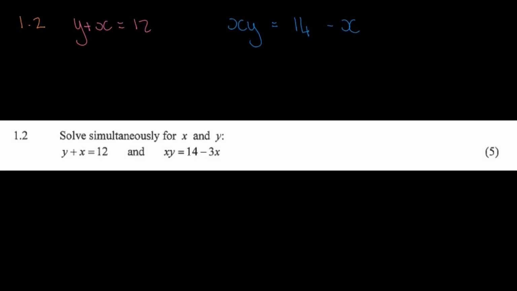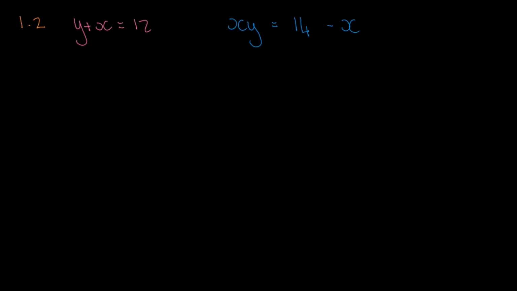So these are the two equations that they give us for 1.2, and we need to solve for x and y. Of course, a simultaneous equation. So the first thing you want to do in a simultaneous equation is choose the less complicated equation and isolate one of the variables. And I'm going to isolate y just because I want to. I mean, you can isolate x if you want to, but I'm going to isolate y.